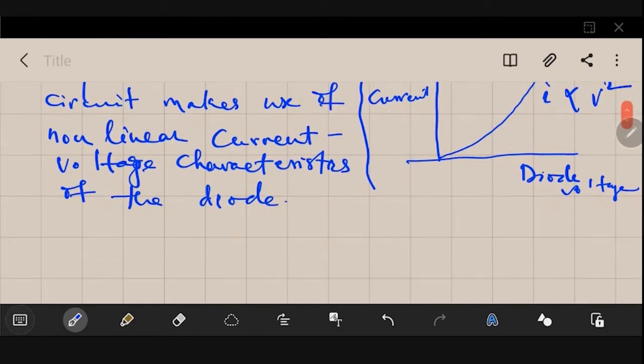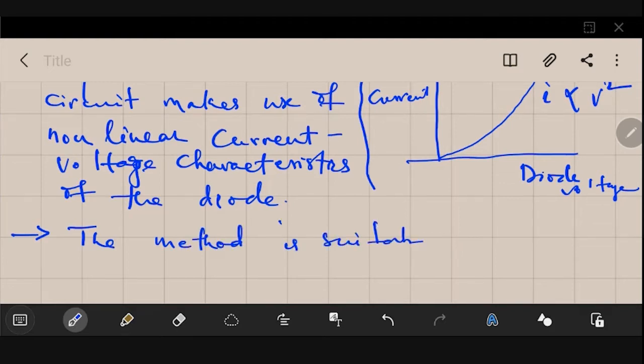Okay, so this method is basically, as I told you, suitable for low voltage levels because of the fact that the current-voltage characteristic of the diode is highly nonlinear in the low voltage region. So as you go on to the linear region, it will become somewhat linear. So that's why at that moment it will not be applicable. So you have to make it work in the low voltage region. That is the thing.